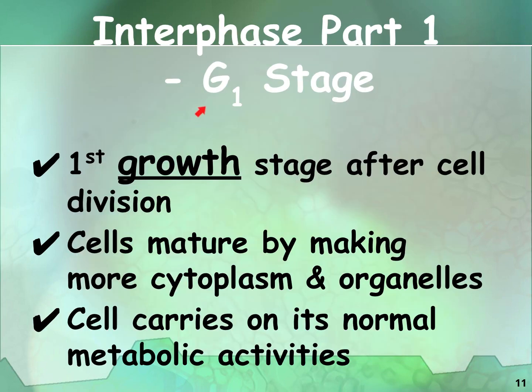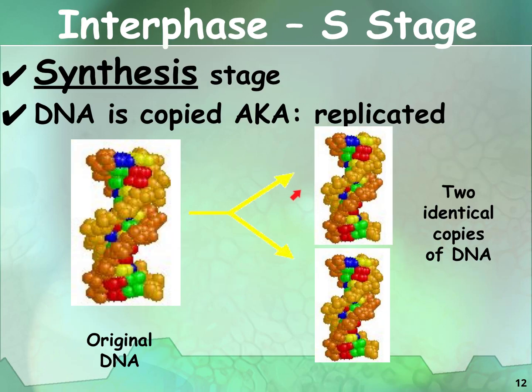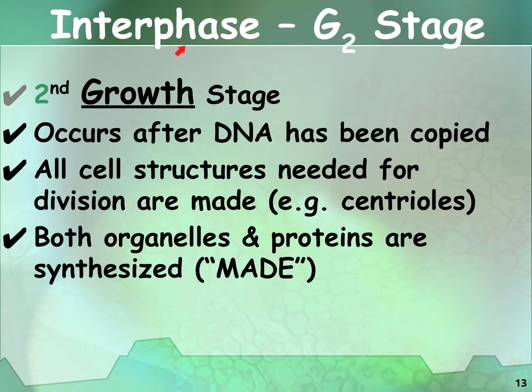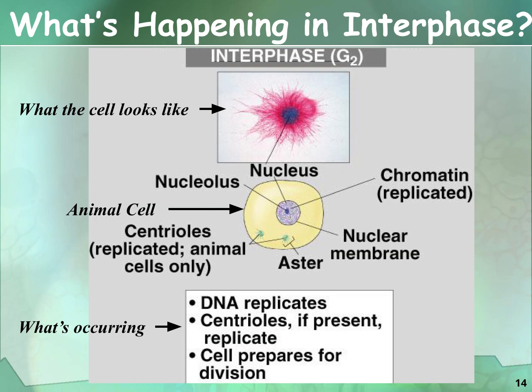So as I said, there are three parts to interphase. First is the G1 stage, in which the cell grows and matures and makes more organelles and simply carries out its normal activities. After that, it's going to make a copy of its DNA so that there is a full set of DNA for each of the new cells. Still in part of interphase, we finish with the last stage, G2, where the cell goes through more growth, the DNA is already copied, and we're just making sure that we've got all the organelles and structures needed to do mitosis.